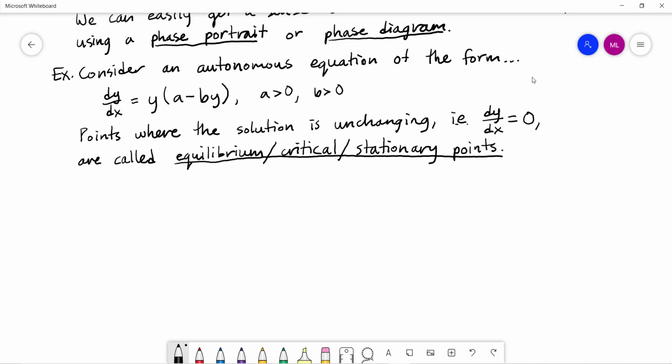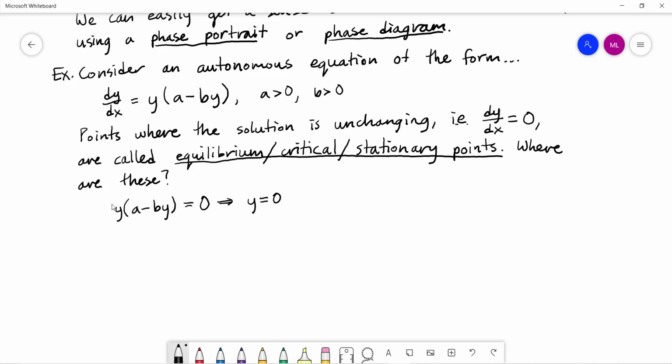And they're going to be really useful. Let's think about where these points are. For us, all I need to do is set dy/dx equal to 0. If I set dy/dx equal to 0, it means this right-hand side has to be equal to 0. So y times (a minus by) has to be equal to 0. Hopefully one obvious place where this is equal to 0, because I have it written as a product, y times this other term in parentheses, is y equals 0. If y is 0, then this whole product is going to be 0.